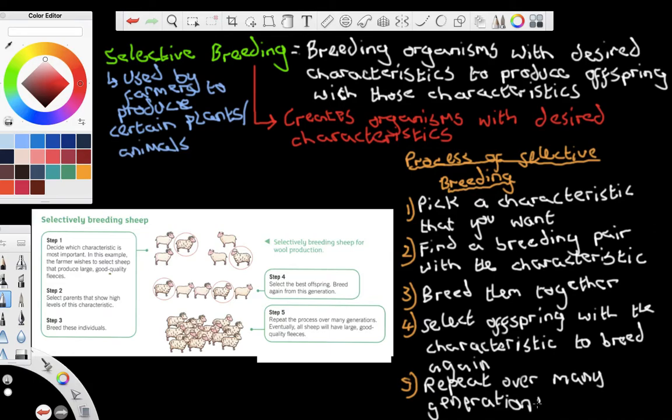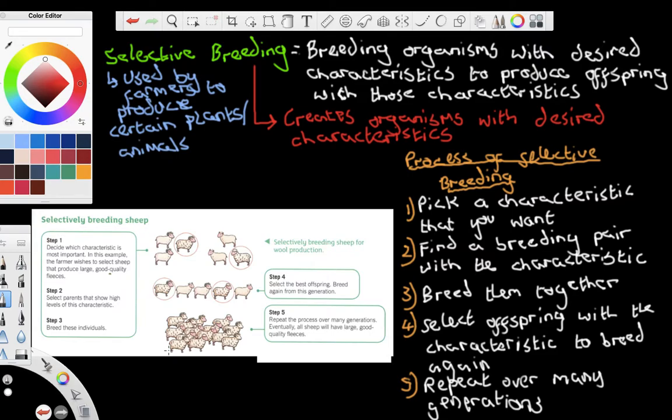So we can look at this in terms of the sheep on the diagram. The first step is that you pick a characteristic. The farmer has picked that he wants long wool because he can shave the sheep in the summer and sell the wool to make jumpers and scarves. He's found a breeding pair, a male and a female, that both have long wool. He's bred them together to produce offspring, some of which have long wool, some of them don't. He's then taken those with the long wool and bred them together again and again. And over many years, he ends up with a flock of sheep that all have long wool.